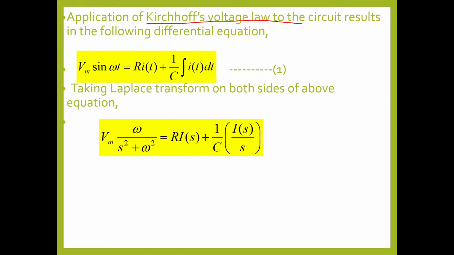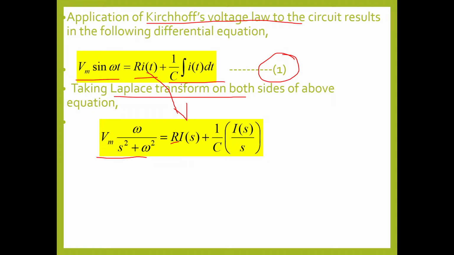If you apply KVL, you will get Vm sin omega t equal to R into I of t plus 1 by C integral of I of t dt. So consider it as equation 1. Now apply Laplace transformation on both sides of the above expression. You will get Vm into Laplace of sin omega t, which is omega by s square plus omega square. You write R as it is. Laplace of I of t is I of s.